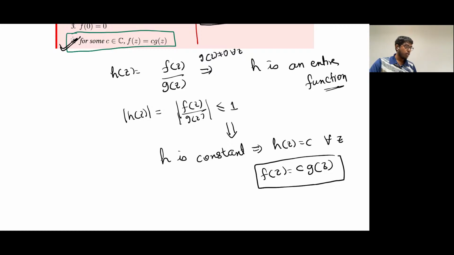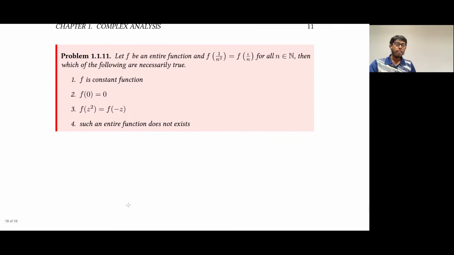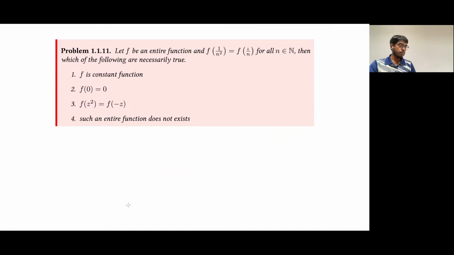Okay, let's proceed to the next problem. Problem number 11. It says that if f is an entire function and f of 1 by n square equals f of i by n, then which of the following are necessarily true?